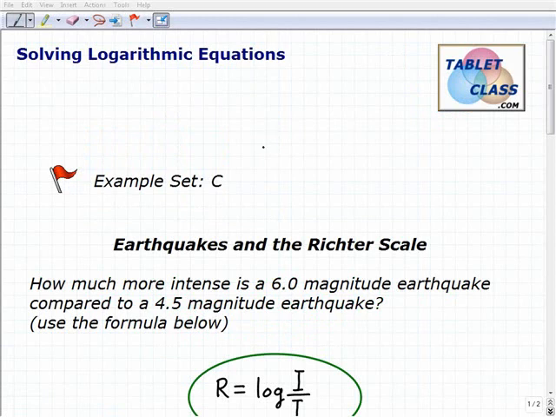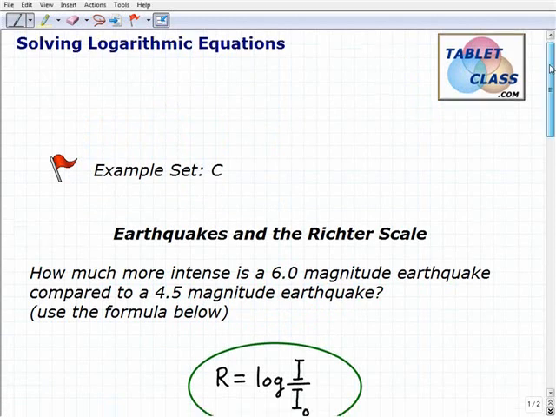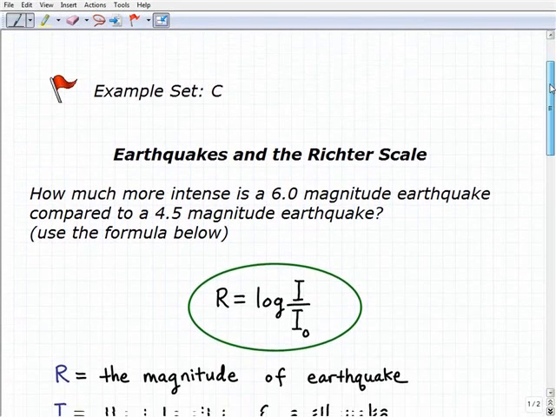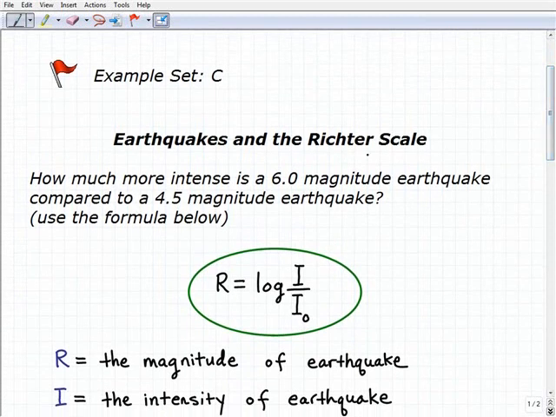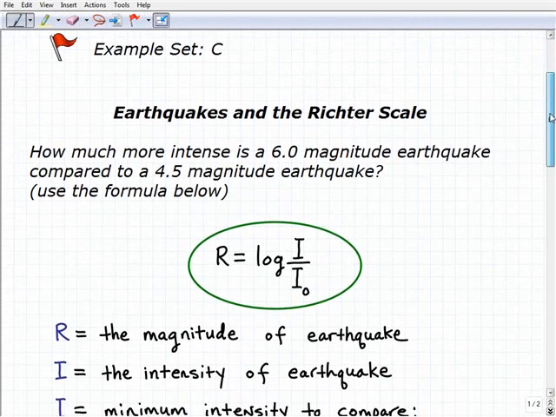And as someone who comes from Southern California and has experienced many earthquakes, I particularly appreciate this problem. Our word problem here has to do with earthquakes and the Richter scale. So let's go ahead and read it. It says, how much more intense is a 6.0 magnitude earthquake compared to a 4.5 magnitude earthquake?